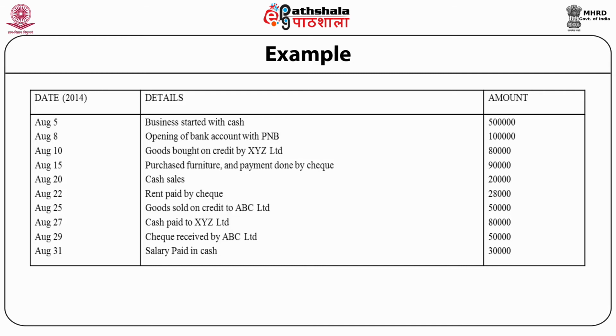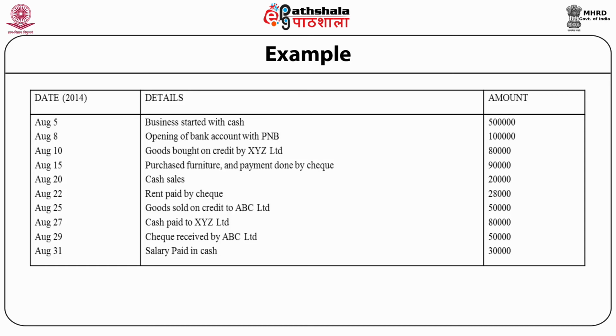Now the solution to this problem. First, recording the transactions in a journal. Journal. Date column, August 5. In particular column, cash account debit, rupees 5 lakhs to capital account, rupees 5 lakhs. In summary, we'll write business started with cash. August 8. Bank account debit, rupees 1 lakh to cash account, rupees 1 lakh. Summary, opening a bank account.